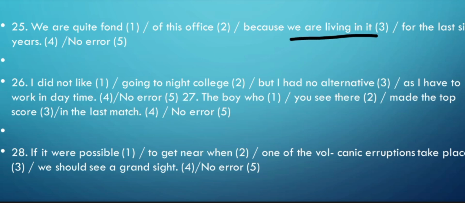The sequence of present tense is going on in this whole sentence, so we will use present perfect continuous in part 3. The error is because we have been living in it for the last 6 years. I hope it is all clear to you.